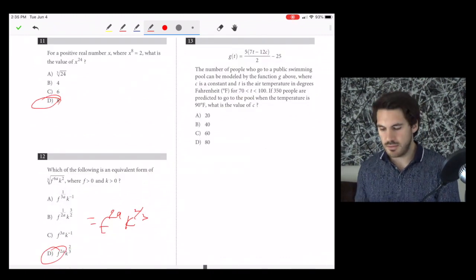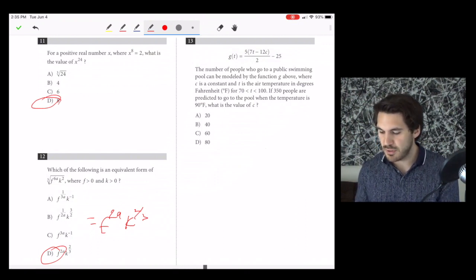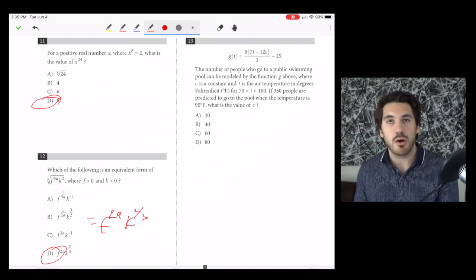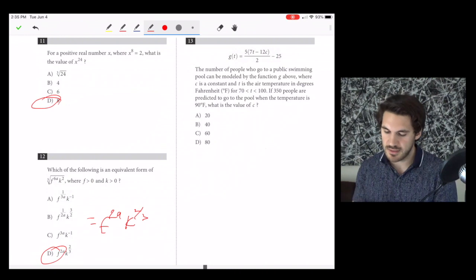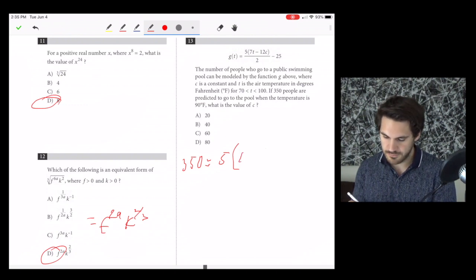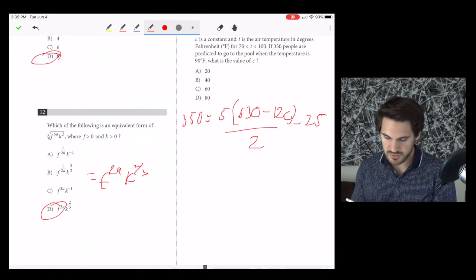Okay, number 13. To be honest, I just don't feel like reading this whole thing. So if 350 people are predicted to go to the pool when the temperature is 90 degrees Fahrenheit, what is the value of c? Okay, just plug the numbers they've given us in. So 350 should be equal to 5 times, and then we replace t with 90. 7 times 90 is 630, minus 12c all over 2, minus 25. Okay, let's solve for c.